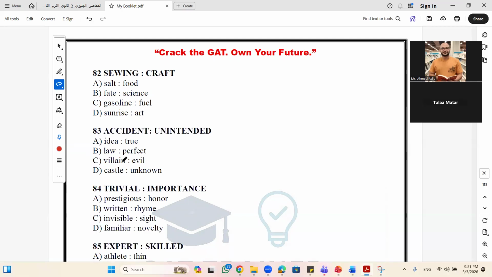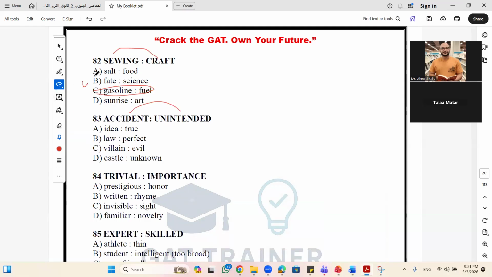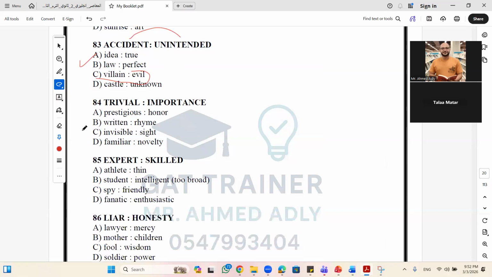Gasoline and fuel. Gasoline is a type of fuel. Sewing is a craft. Accident and its characteristic. Villain and evil. A characteristic of a villain is evil.